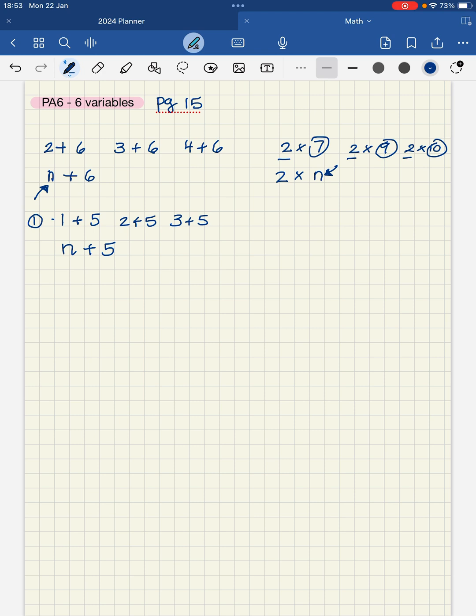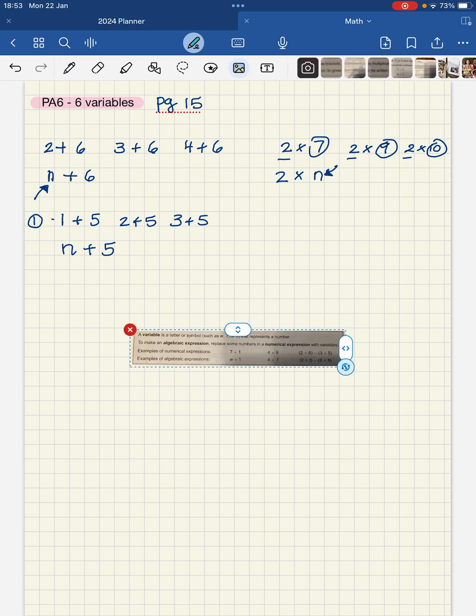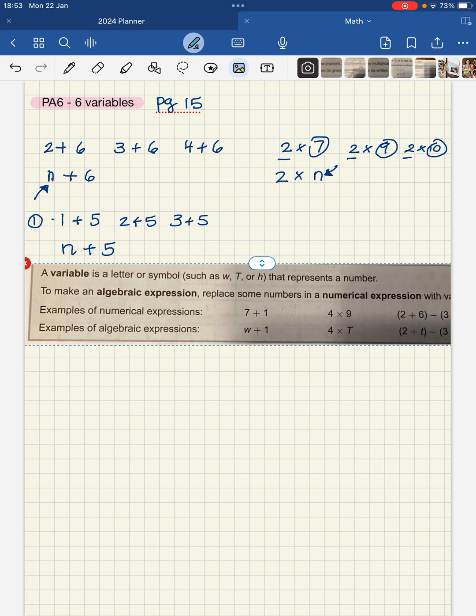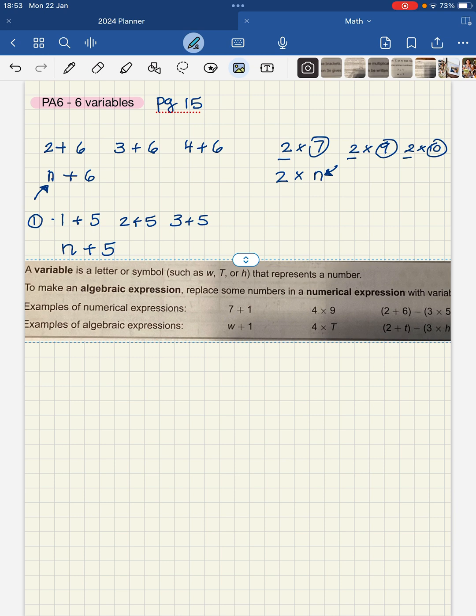Now, if you look at this definition here, I'm going to add a picture. So this one, I believe, yes. So it says that a variable is a letter or symbol that represents a number. So that's an important bit of information that you need to know. So it's a letter or symbol that represents a number. Okay, so usually in algebra, it's going to be some sort of letter.